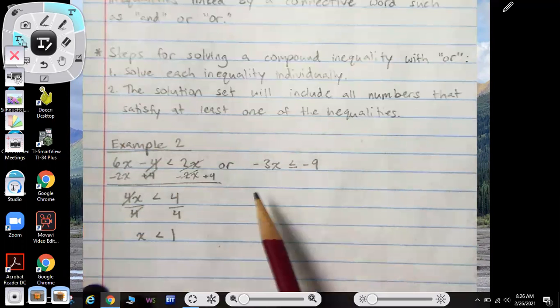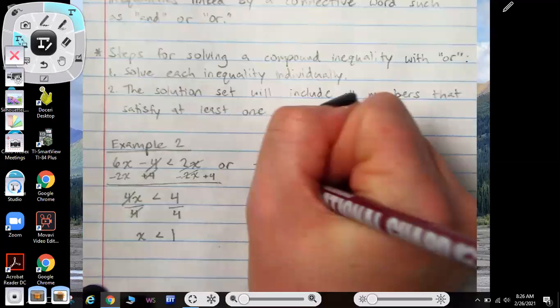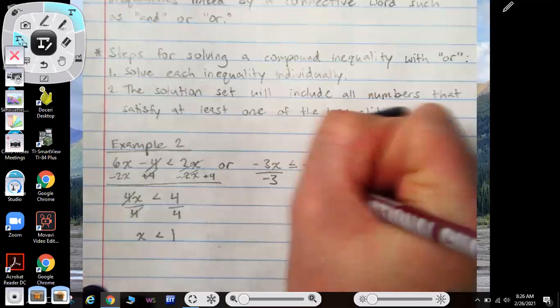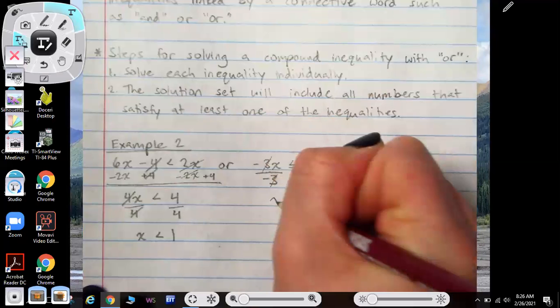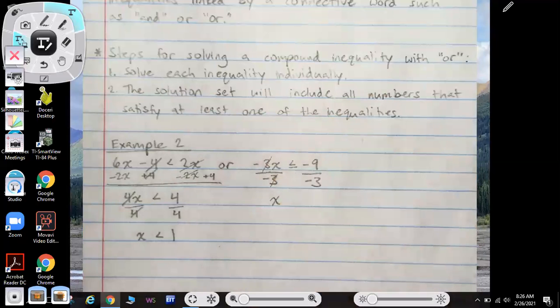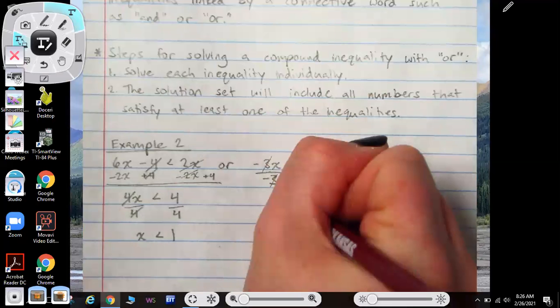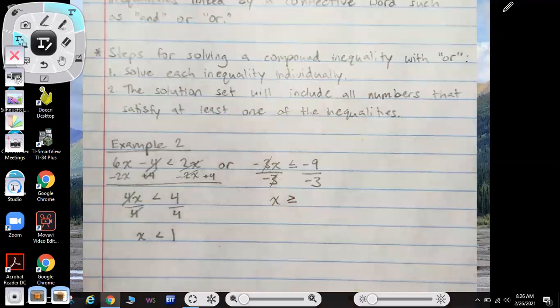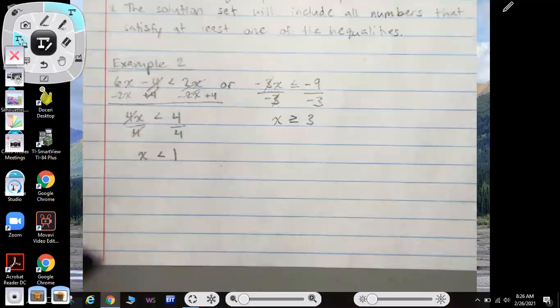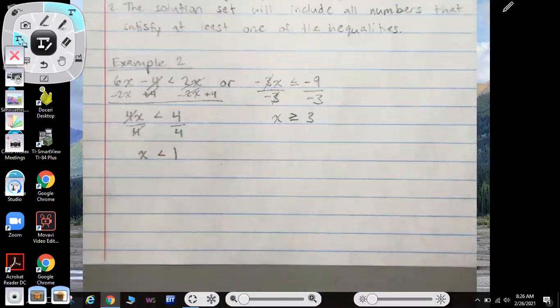Solving the other inequality, all we need to do to get x by itself is to divide both sides by negative 3. So we're left with x on the left side, and because we're dividing by a negative, our sign flips. And then negative 9 divided by negative 3 is positive 3. So we've solved both the inequalities.